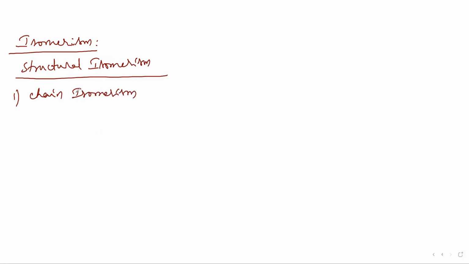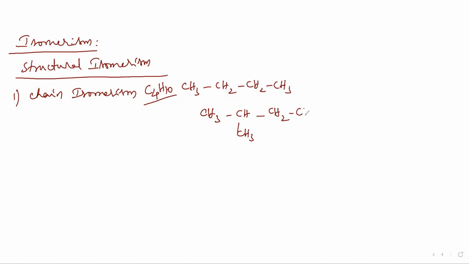What is chain isomerism? Compounds having same molecular formula but differing in carbon chain. Examples, if you take CH3, CH2, CH2, CH3. What is this molecular formula? C4H10. The same compound we can write like this. So the change is in the carbon chain.